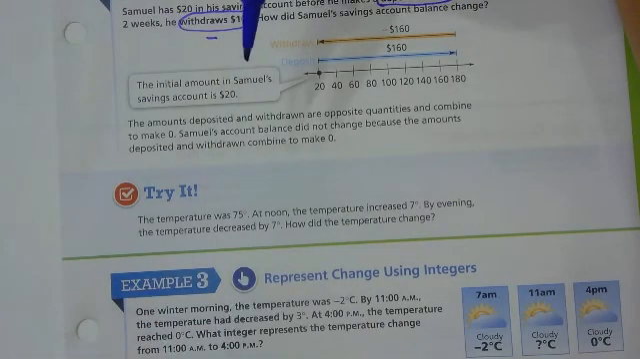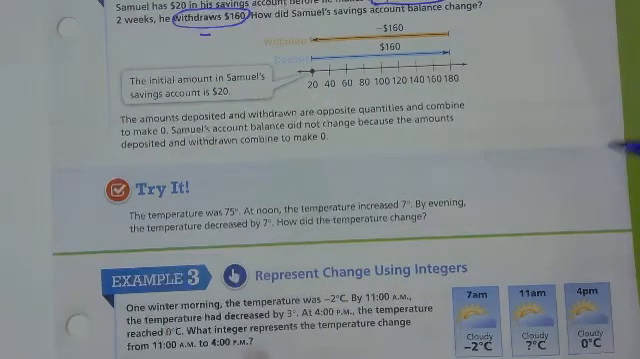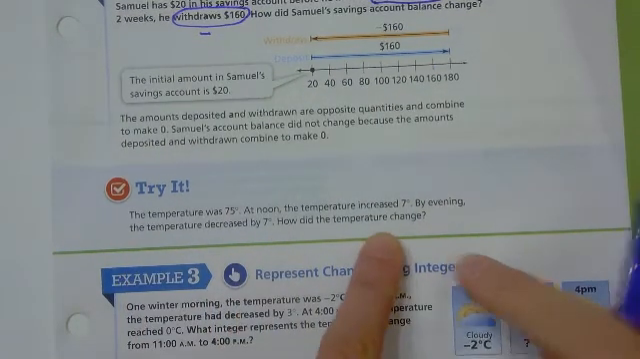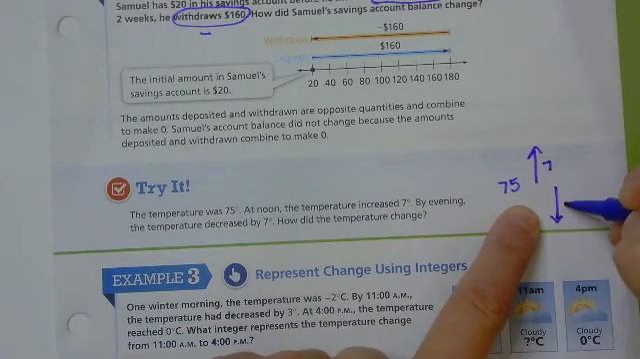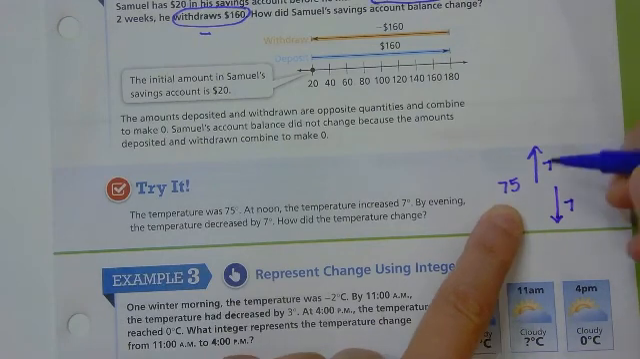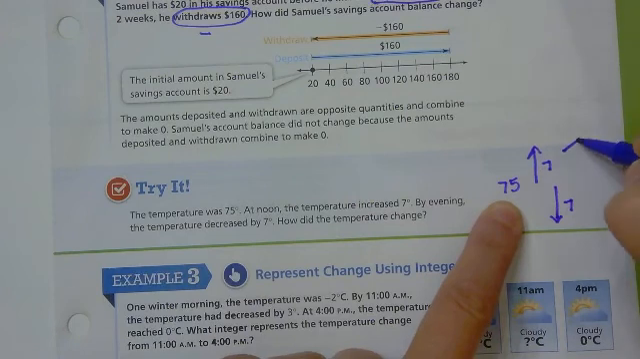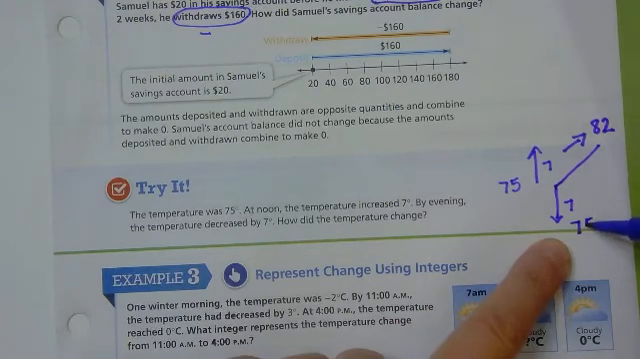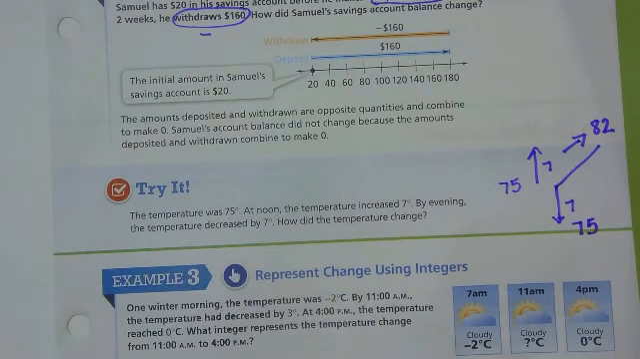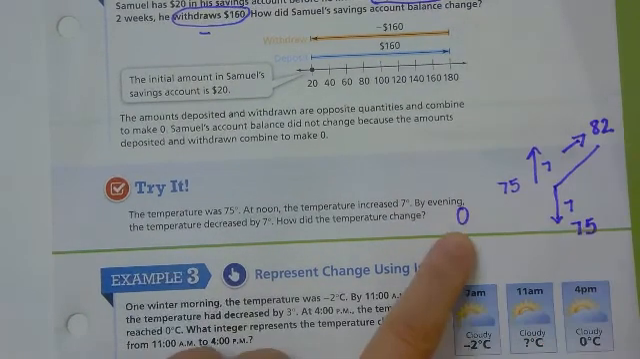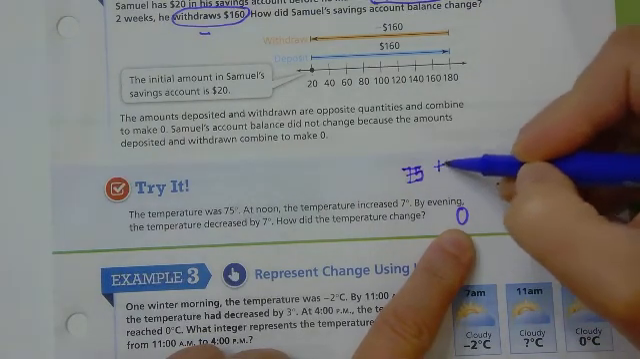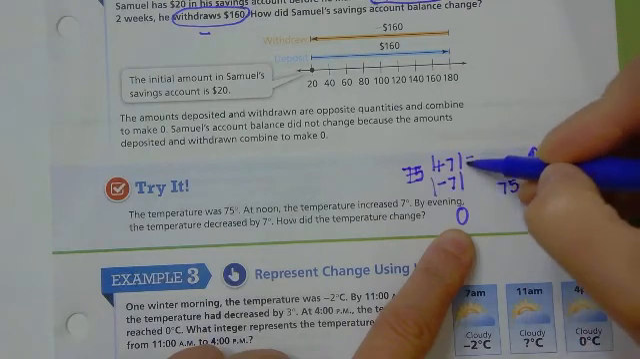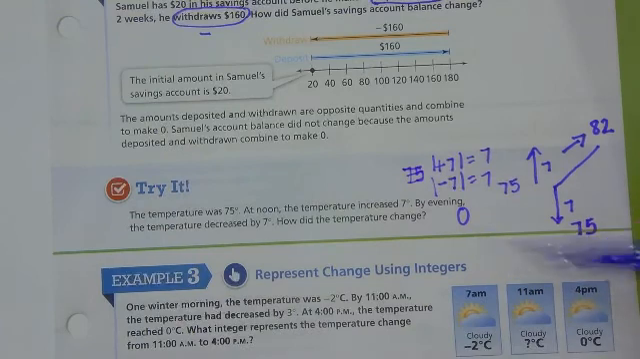All right, let's try it. The temperature was 75 degrees. At noon, the temperature increased by 7. By evening, the temperature decreased by 7. How did the temperature change? It was 75, it increased by 7, then it decreased by 7. When it increased by 7, it went from 75 to 82, and then when it decreased by 7, it went back to 75. So the temperature changes combined to a 0 temperature change, because when you increase the temperature by 7 and then decrease it by 7, the distance is still the same from 0.